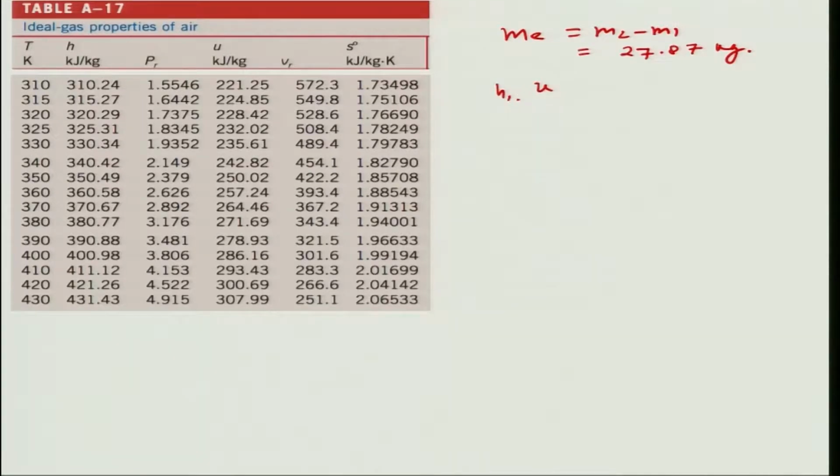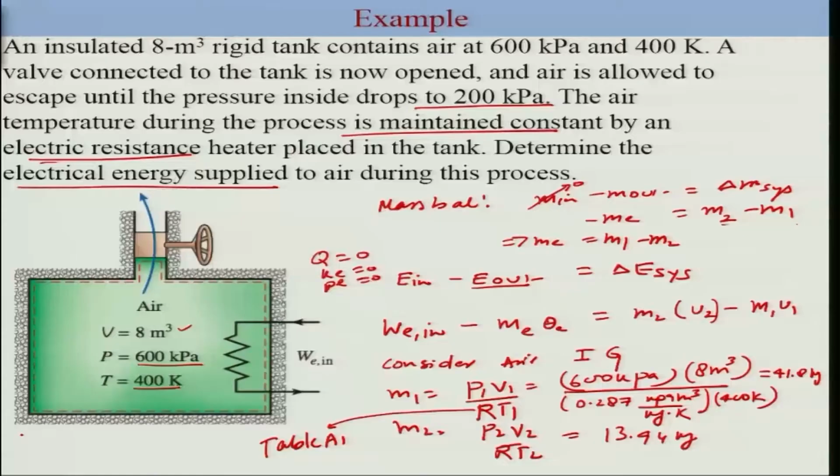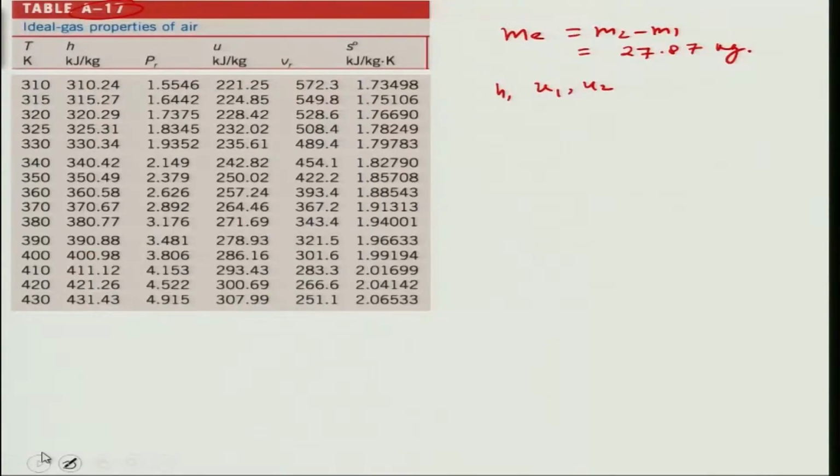Particularly h_e, u1 and u2, and for this we need to make use of table A17. What is given here is always at 400 Kelvin, and as we know, for an ideal gas enthalpy is only dependent on temperature. So for this particular system u1 and u2 should be the same. At 400 Kelvin, h and u are already given here. So h_e is nothing but 400.9 kilojoules per kg, and u1 is the same as u2, which is 286.16.